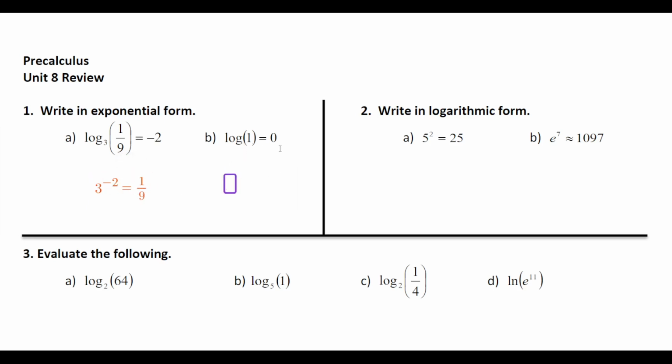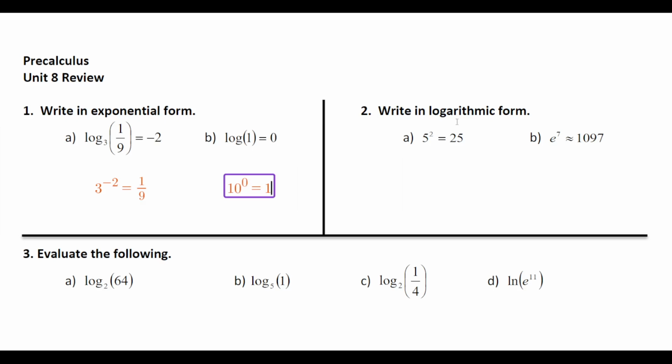So log of 1 equals 0. The base here is going to be implied to be 10. This is known as the common log. So we're going to write this as 10 to the power of 0. Okay, the exponent is what the logarithm is, equals 1.